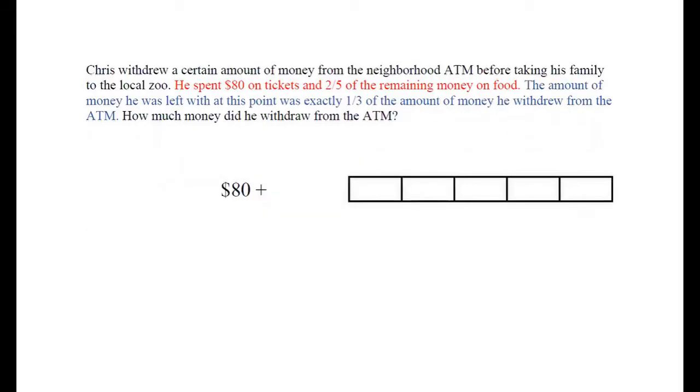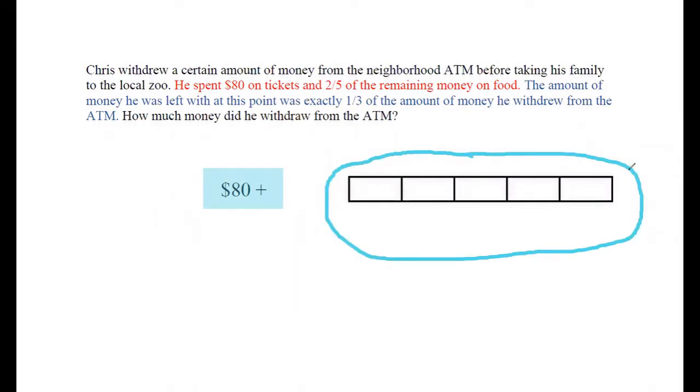So I do have the question on top, and I changed the color of some of the parts of the question. The red sentence is what I'm going to start with. He spent $80 on tickets and two-fifths of the remaining money on food. So let's make sure we understand what's going on here. He spent $80 and then he had some leftover money. We don't know how much he was left with.